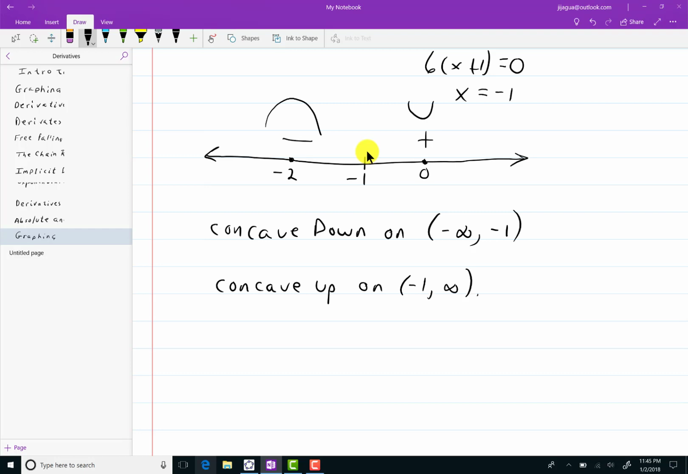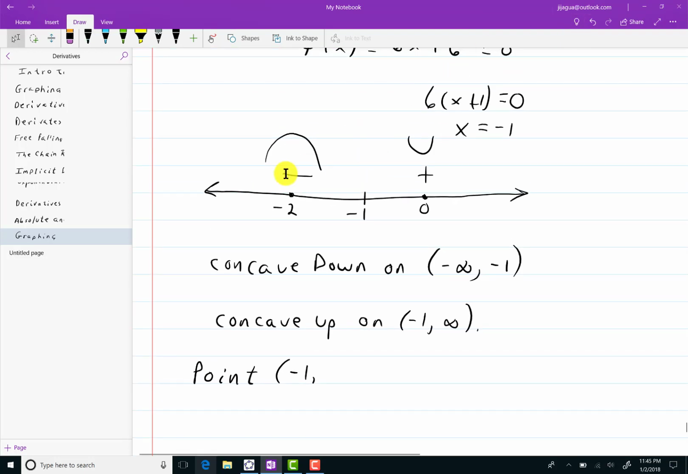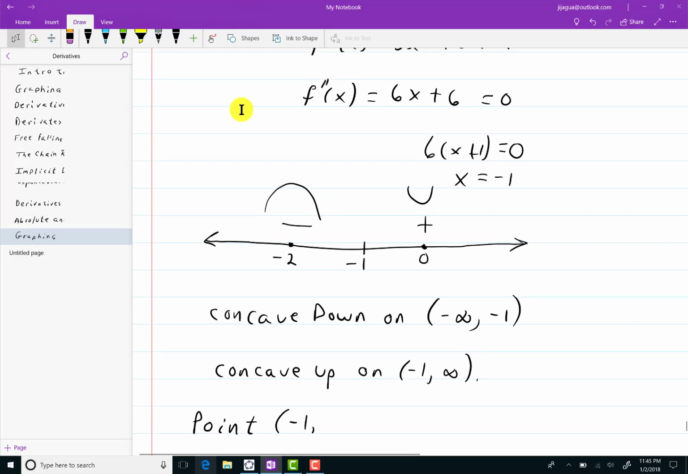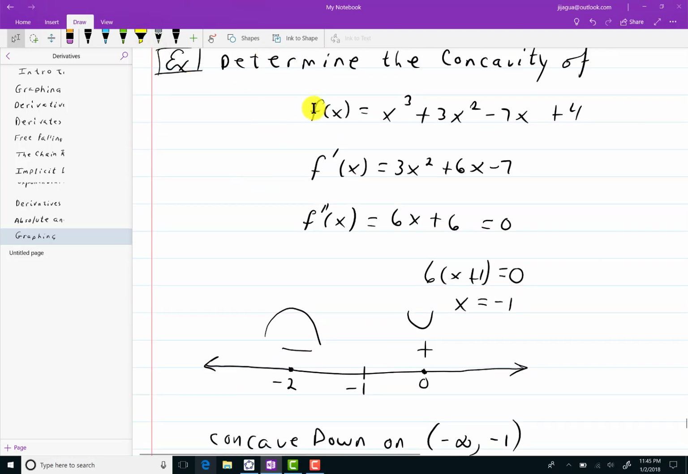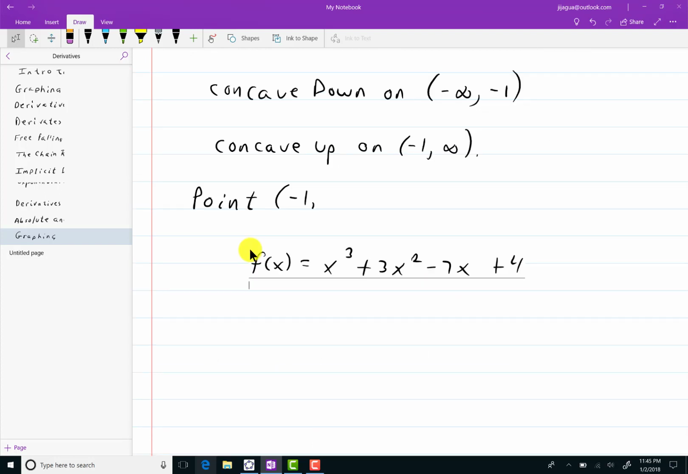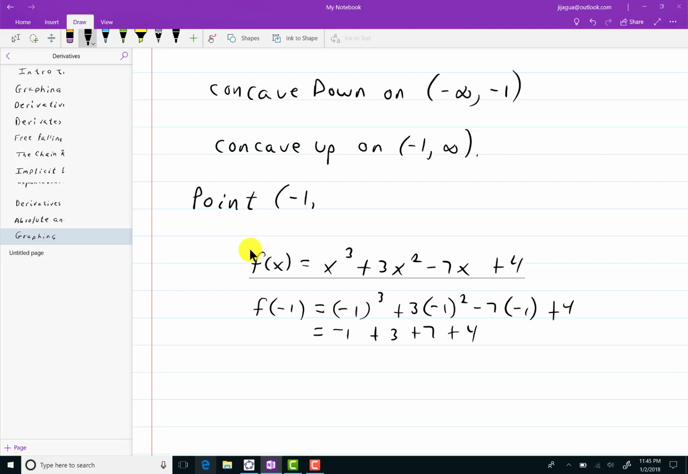And that means the point -1 comma something is going to be a point of inflection since it changes from negative to positive there. So I need to have the y value when x is -1. When x is -1, I'll plug it into here. So let's go ahead and copy this and throw it in. f of -1 equals -1 cubed plus 3 times -1 squared minus 7 times -1 plus 4. That equals -1 plus 3 plus 7 plus 4, which equals 13. So the point -1 comma 13 is a point of inflection.